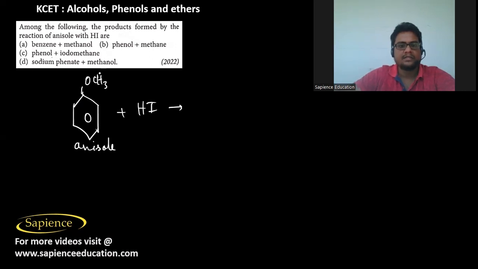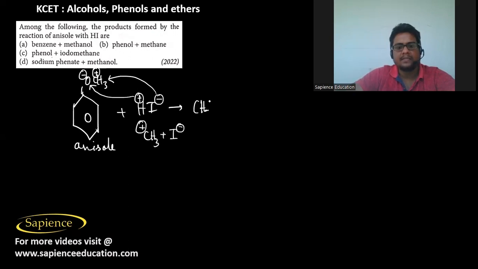So from here CH3 plus will be formed and O minus will be formed, and H plus will link with this oxygen and I minus will attack on the methyl carbocation. So from here the methyl carbocation is formed, which will link with the I minus and it will form CH3I, and this H plus will link with the phenoxide ion, and it will form phenol.